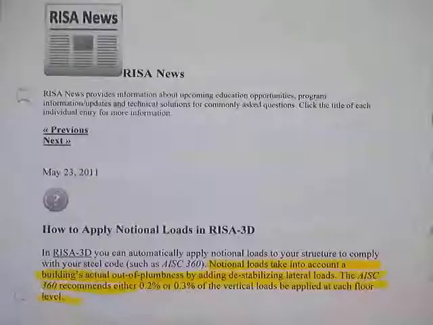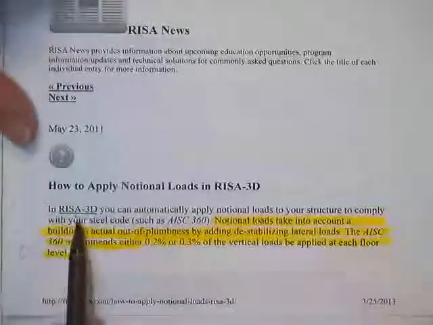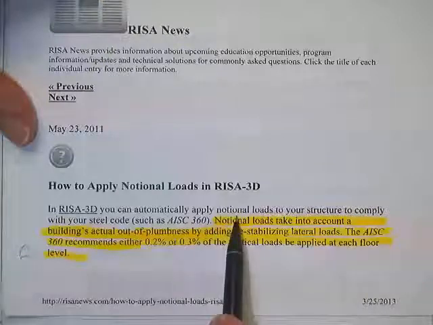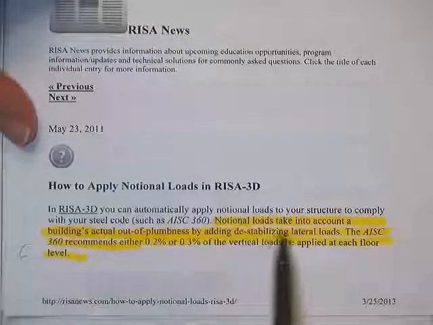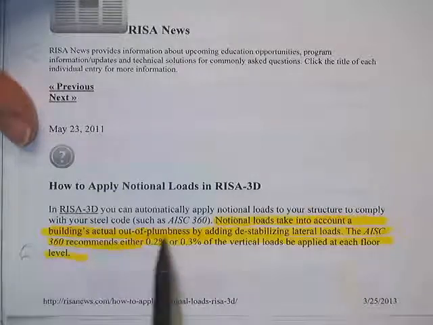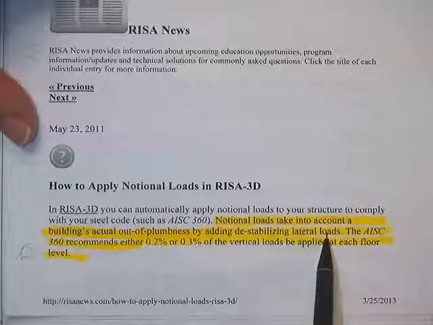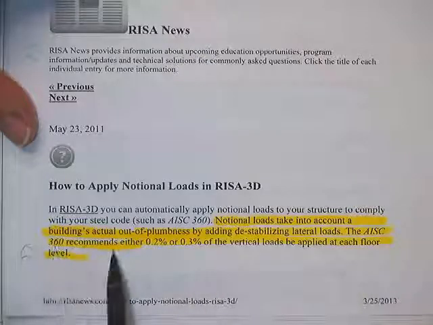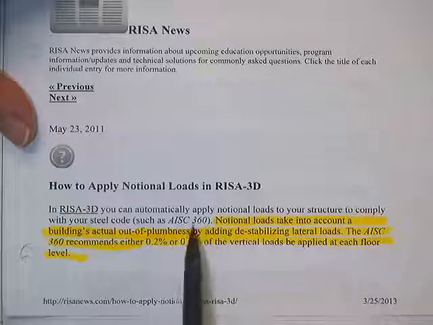Mr. Risa, the structural analysis people, they knew what AISC 360 was. In Risa 3D, you can automatically apply your notional loads to the structure to comply with the code. Notional loads take into account a building's actual out-of-plumbness by adding a destabilizing lateral load. AISC 360 recommends either 2/10 of a percent or 3/10. Oh, this is the guy that sent me to 360.